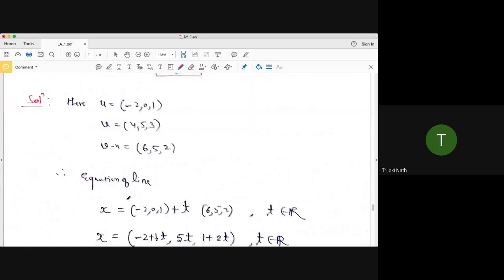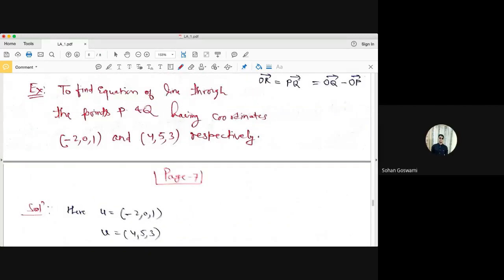Sir, yes sir, can you explain this again, sir? This t vector, that thing.